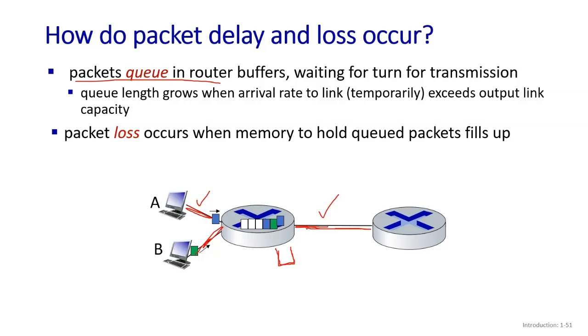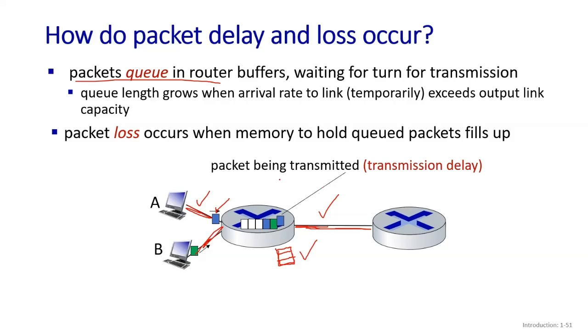So these incoming packets won't be transmitted to this link unless the link is empty. If there's a packet already transmitting through this link, the incoming packets will get stored inside the buffer. Sometimes when the memory of this buffer fills up, packet loss may occur. So packet loss occurs when the memory to hold the queued packets fills up.